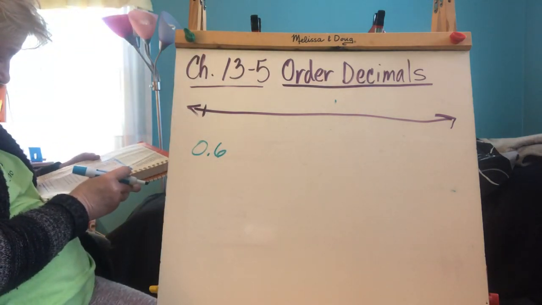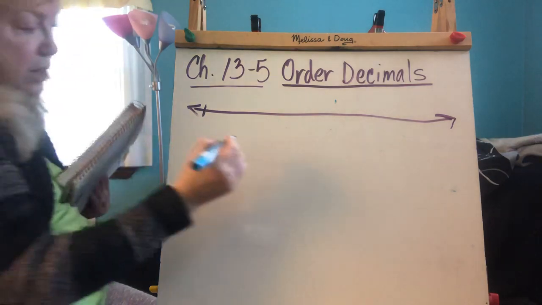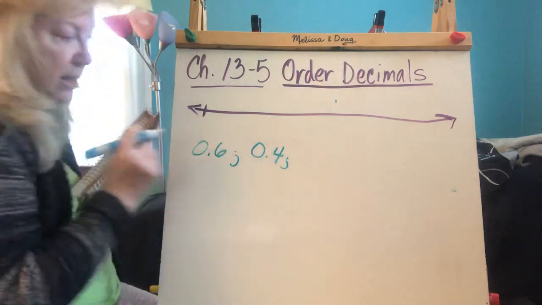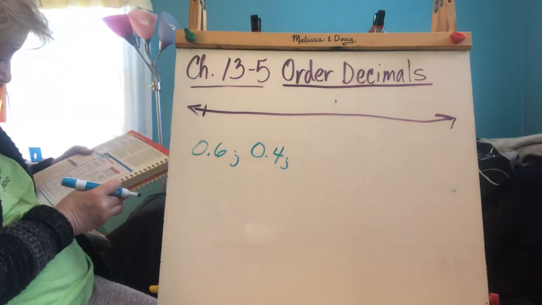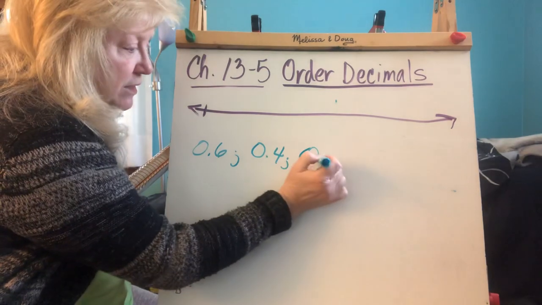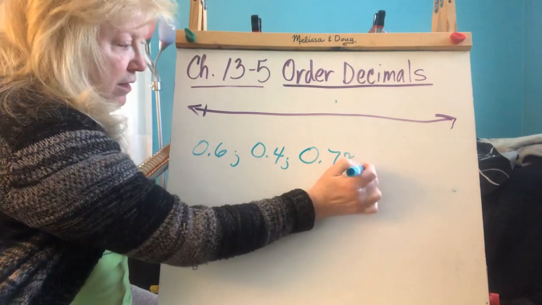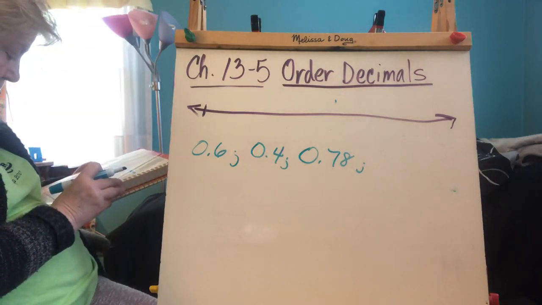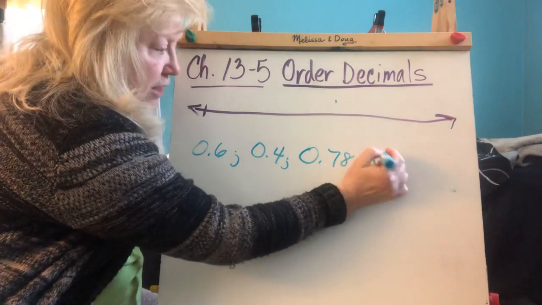And I want you to put 4/10. Okay, I'm separating them with a semicolon. And 78/100. And 65/100.